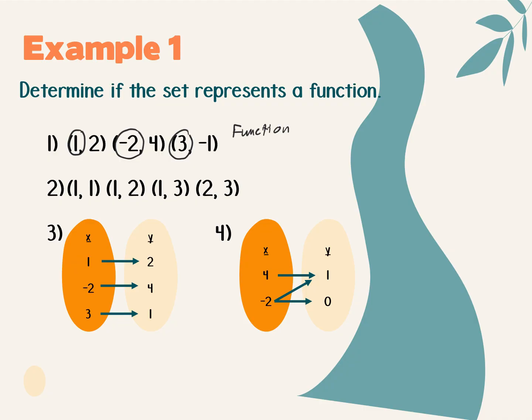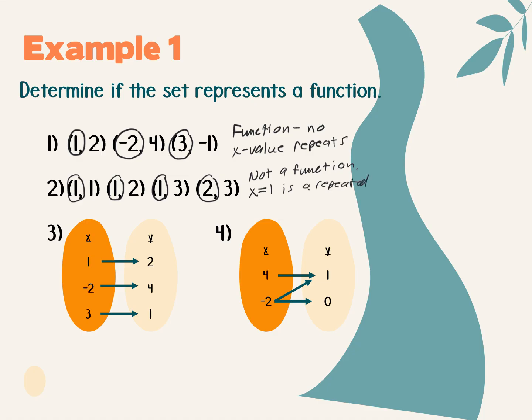And it doesn't ask us to explain, but just for the sake of our notes, I'm going to explain this. It's a function because no x value repeats. It cannot be a function if one x value gets you two different y values. But if you look at number 2, I have x values of 1, 1, 1, and 2. This one would not be a function. And again, I'll give a short little explanation: x equals 1 is a repeated value. Because one input gets two different outputs, or in this case, 3 different outputs, we get 1, 2, and 3 as our outputs. This one would not be a function.